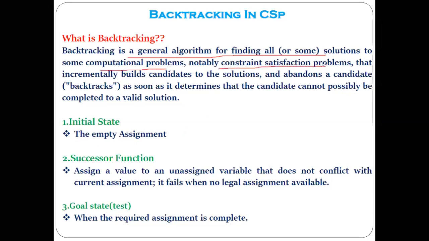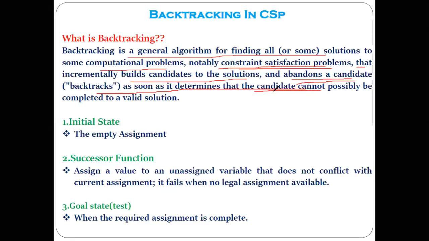Notably, for constraint satisfaction problems, we have utilized backtracking. It incrementally builds the candidates to the solution, which means we go on finding the solution, and at a certain point we stop. At a certain point, we abandon a candidate. Means at a certain point we stop and we backtrack. When we see that at a certain point our constraints are not getting satisfied, at that point we do backtrack. You got the point?